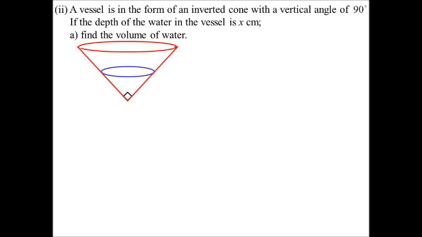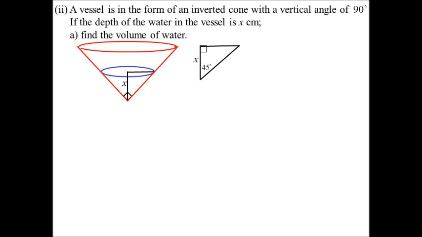The blue circle there is meant to represent the water level, and we know that height is x. I said the depth of the water is x. So how do I find the volume of the blue cone down the bottom here? Volume of a cone is 1/3 pi r squared h. I've got the h, I just need to work out the radius. But fortunately, that vertical angle is 90 degrees, so I could create a triangle in there, and it's going to turn out to be isosceles. Because if it's 90 degrees at the top, well, by symmetry, it must be 45 at each base angle.